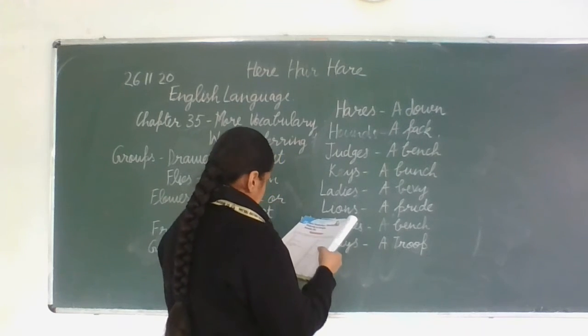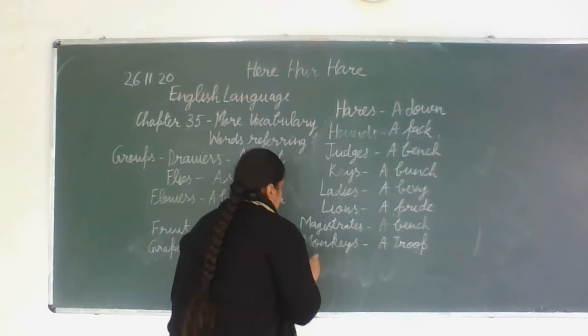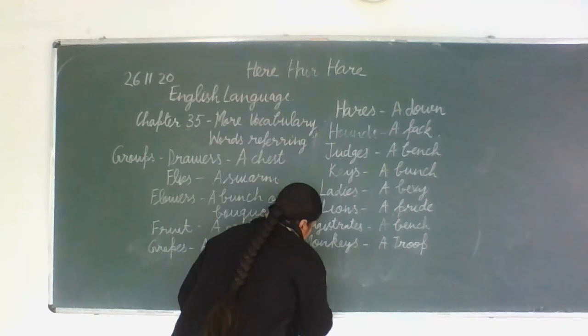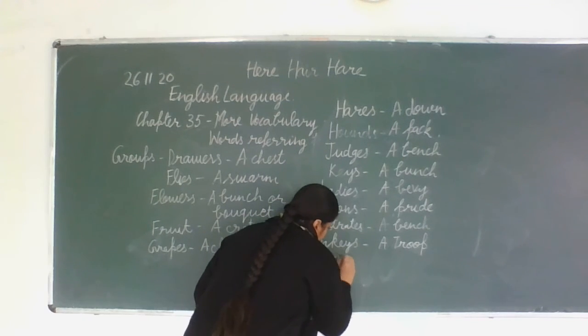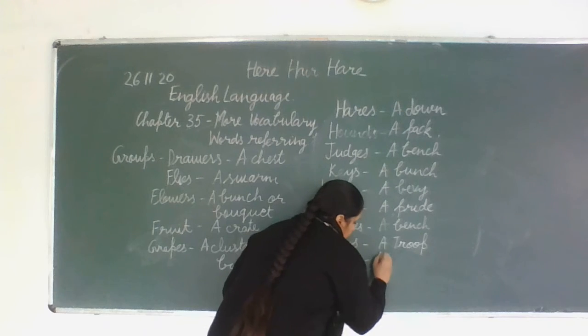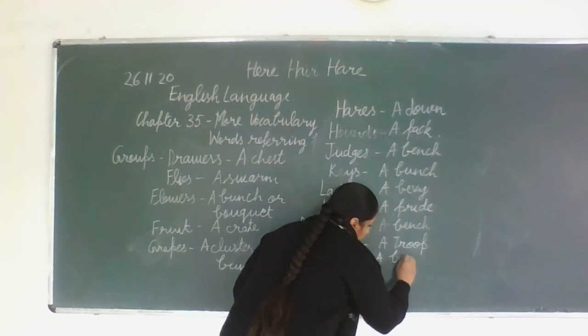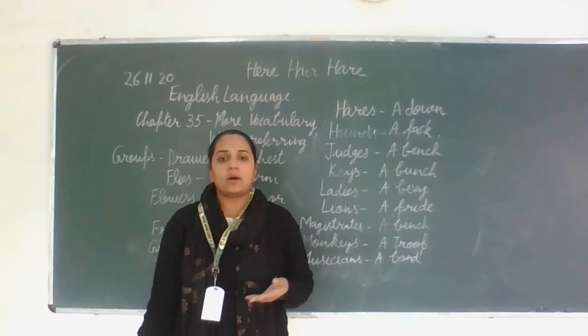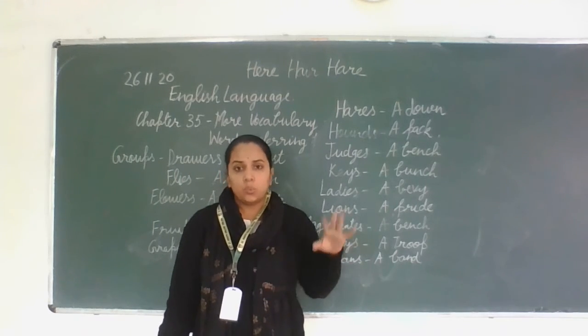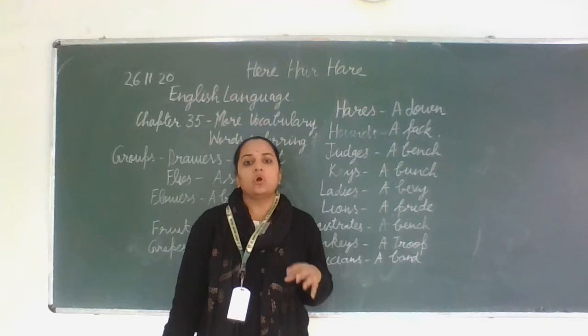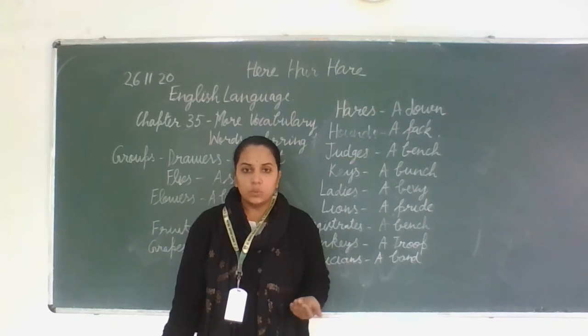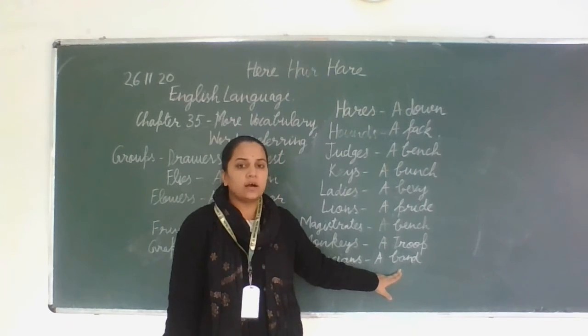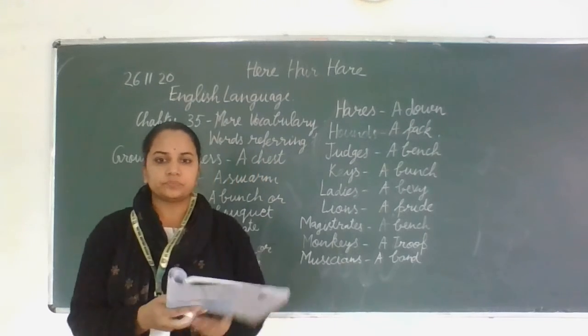The next one is musicians. This you must be aware. A group of musicians is known as a band. You must have heard about so many popular bands. When a number of people all together makes the music, that is known as a band.